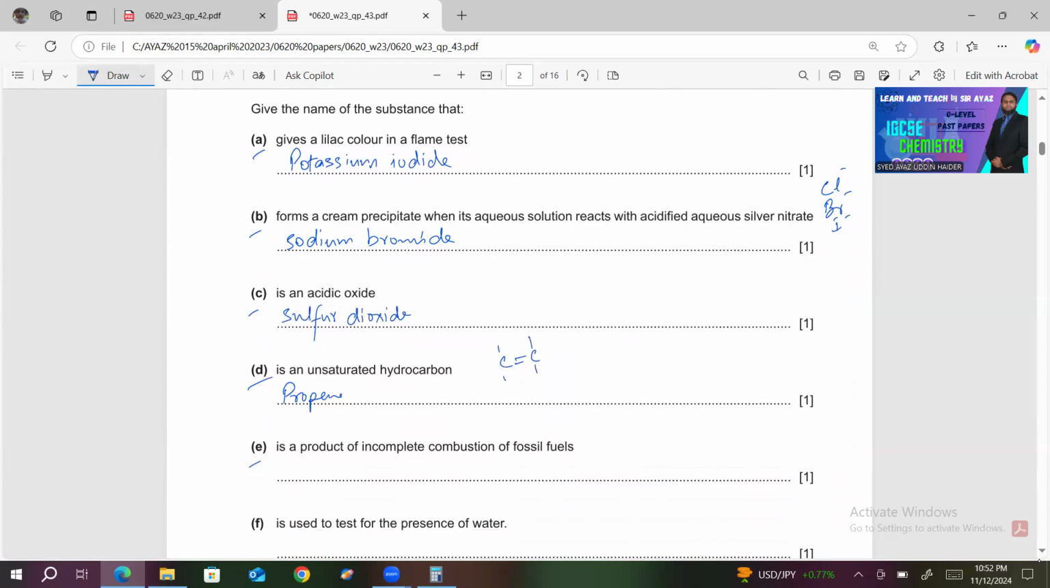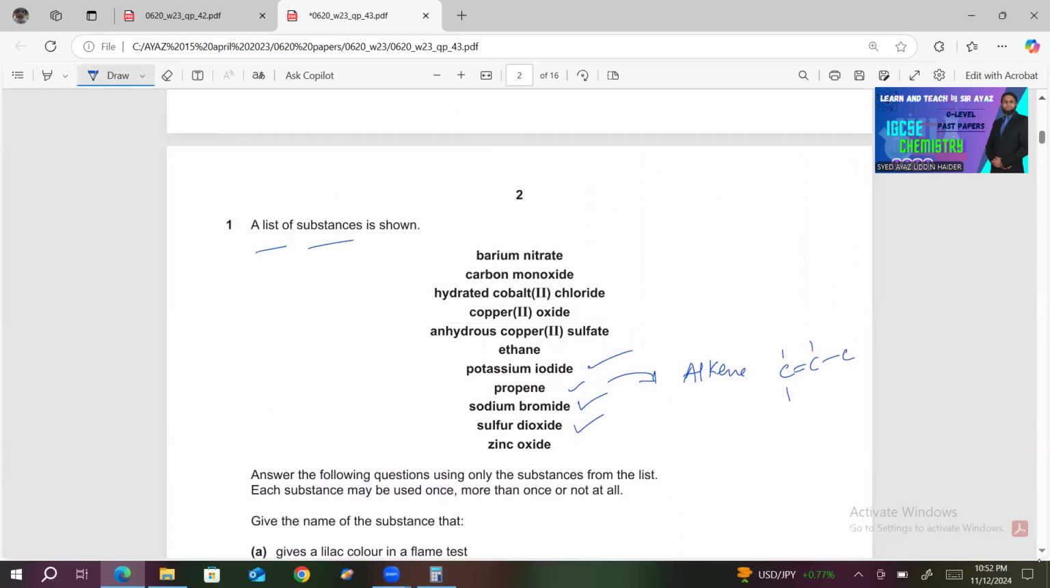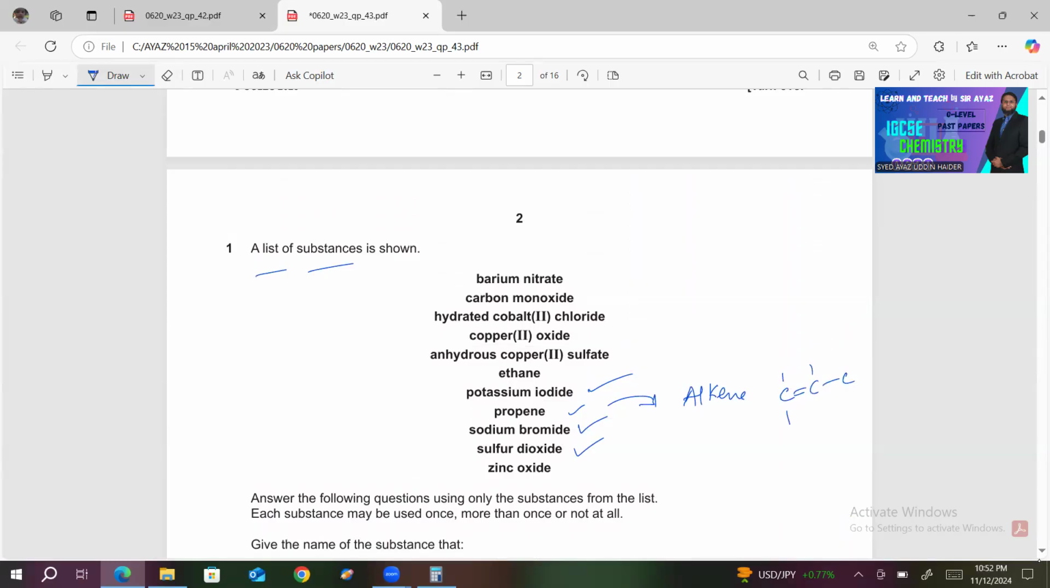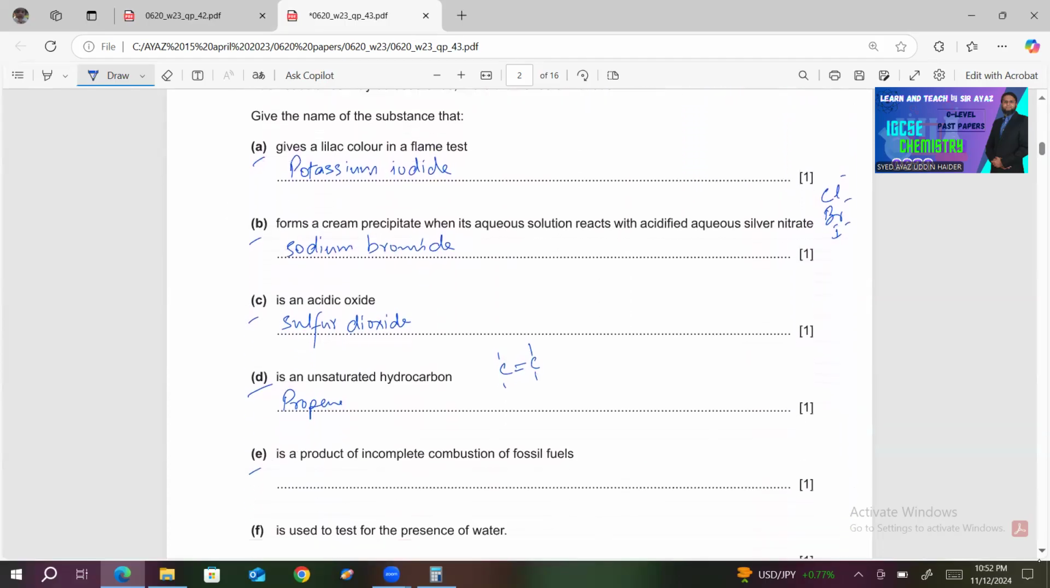E is a product of incomplete combustion of fossil fuels. Now, during the combustion reaction, the expected products are unburned carbon, carbon dioxide, carbon monoxide, and steam or water. Now, there are 2 types of combustion reactions. We have complete combustion reaction and incomplete combustion reaction. In case of complete combustion reaction, you will get carbon dioxide and steam or water, while in case of incomplete combustion reaction, we will get carbon monoxide and steam or water. So in the list, they have provided us with carbon monoxide. So I'm going to choose carbon monoxide for this choice.